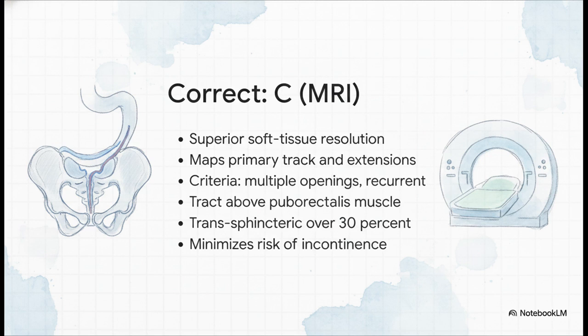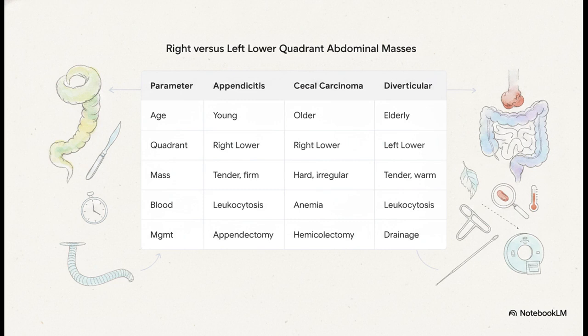Getting this accurate preoperative MRI mapping is literally a game changer. It minimizes the risk of accidentally dividing the external sphincter muscle, which drastically reduces the probability of postoperative fecal incontinence for the patient. Diagnostic distinctions: right versus left lower quadrant abdominal masses.